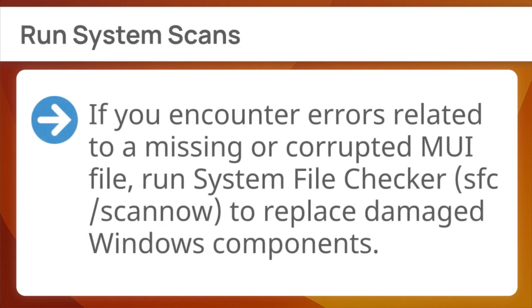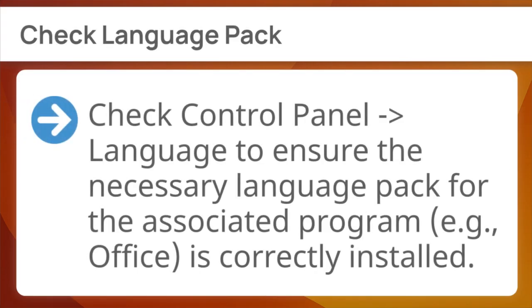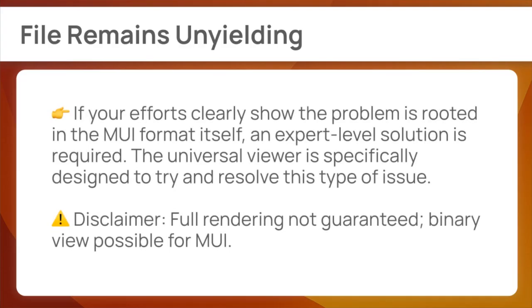If you encounter errors related to a missing or corrupted MUI file, run System File Checker, SFC /scannow, to replace damaged Windows components. Finally, check Language Pack. Check Control Panel, Language to ensure the necessary language pack for the associated program, e.g. Office, is correctly installed.